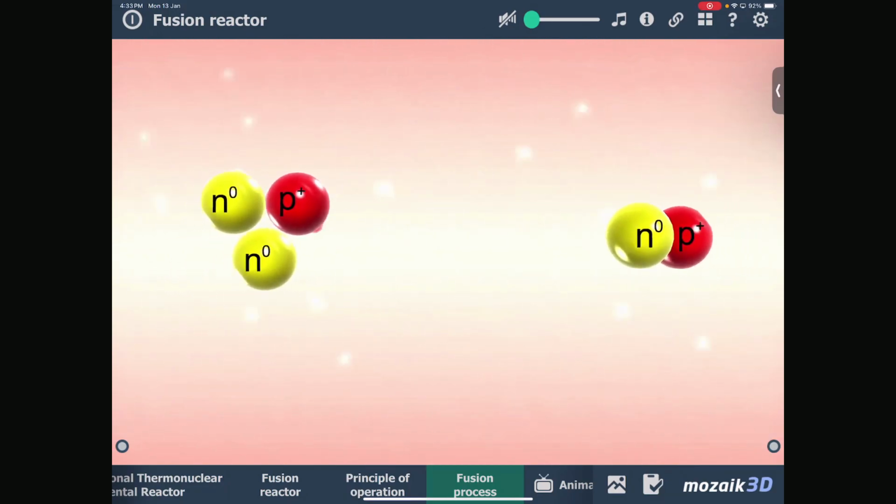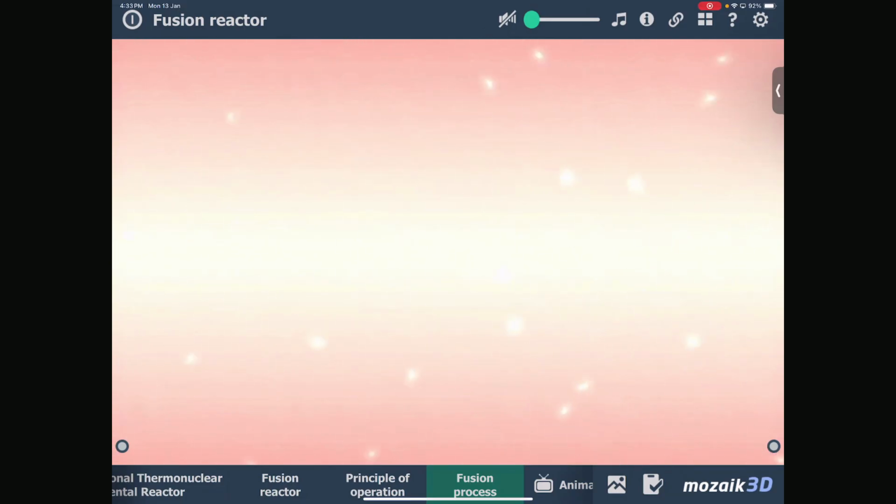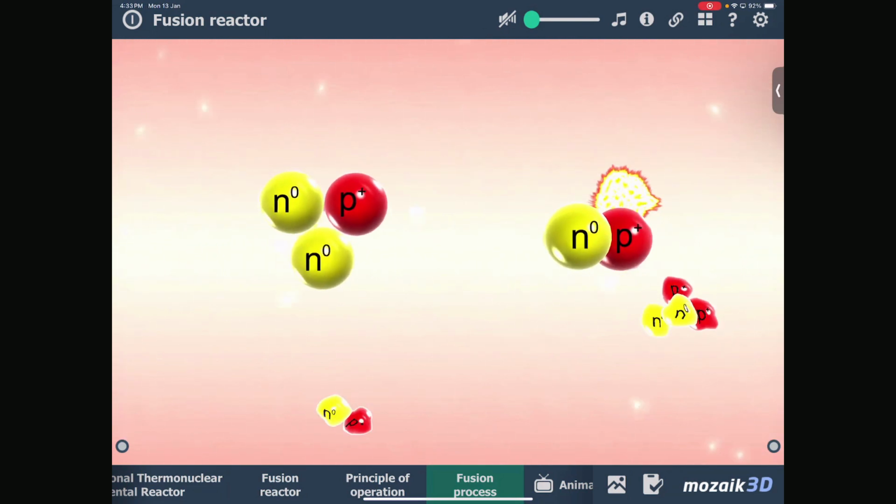Okay. So surprisingly, the most successful fusion reaction ever done was done in a bomb. Yeah, it's the biggest bomb ever made. It's called the Tsar Bomba. It's a hydrogen bomb.